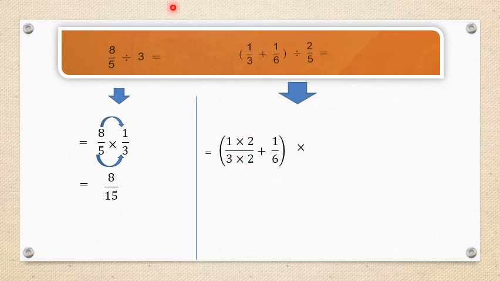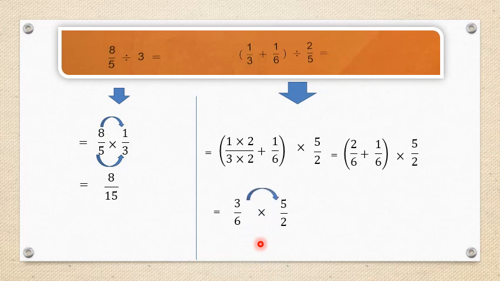And division is replaced by multiplication sign, and we write the reciprocal or inverse of 2 over 5, which is 5 over 2. Now let's solve what's inside the parentheses. 1 times 2 is 2 over 3 times 2, which is 6, plus 1 over 6, and don't forget to write the remaining of the expression, which is times 5 over 2. Now let's solve here the parentheses. 2 over 6 plus 1 over 6 is 3 over 6 times 5 over 2.